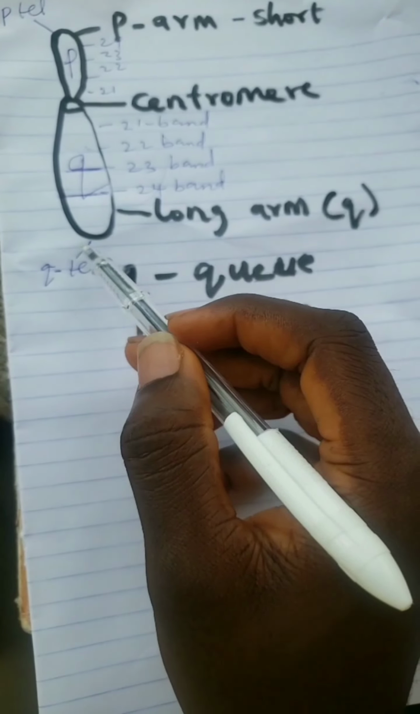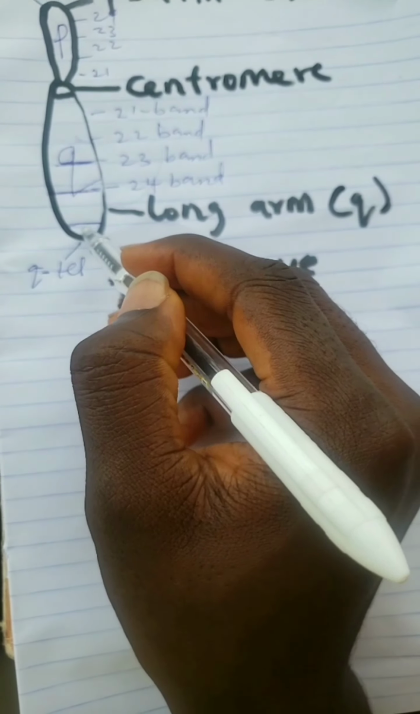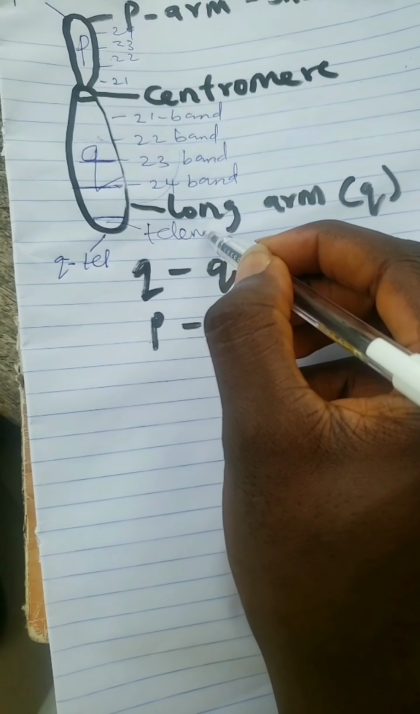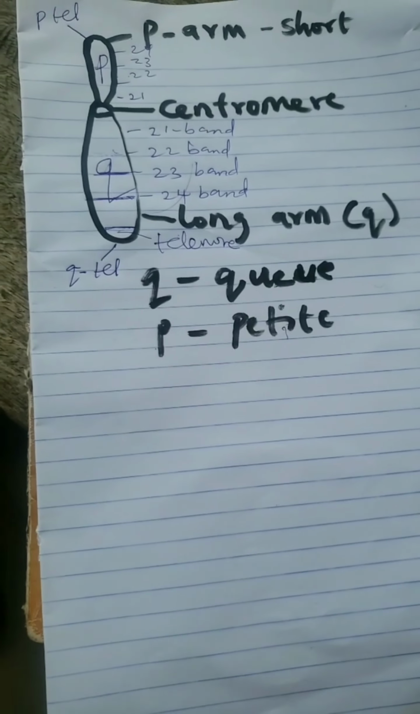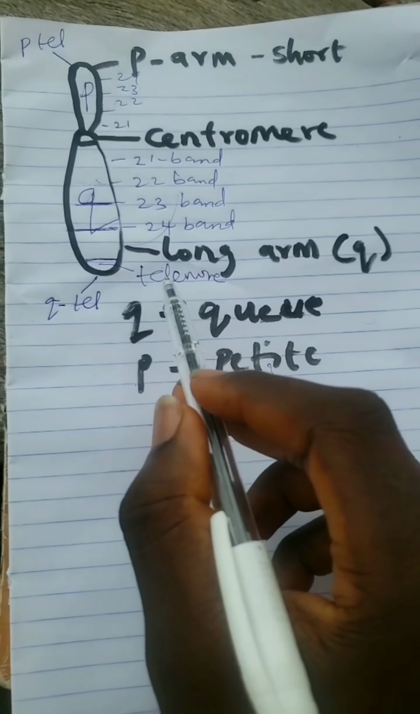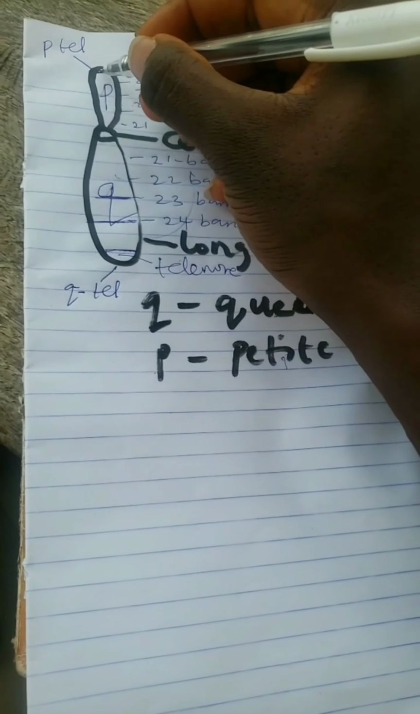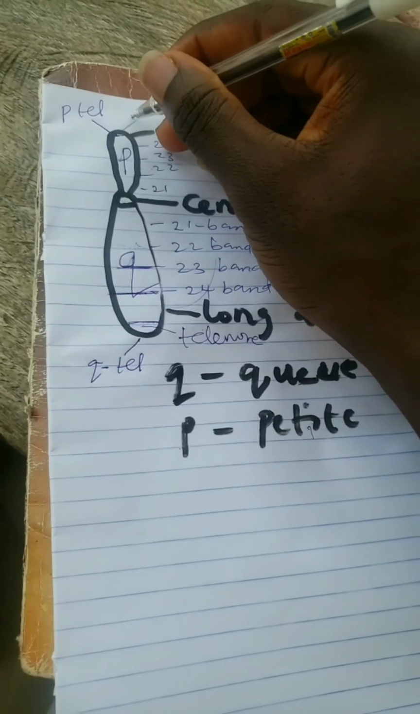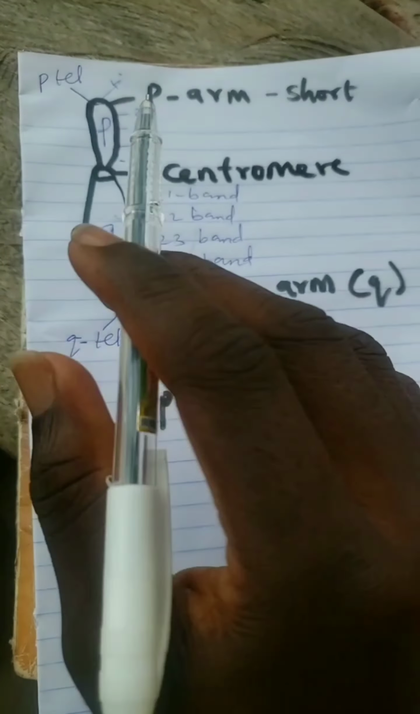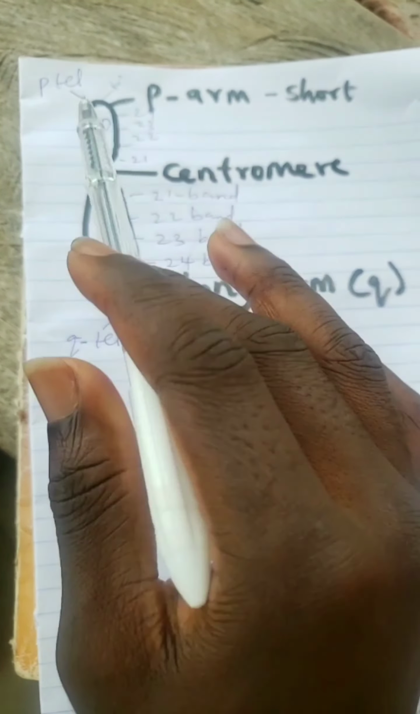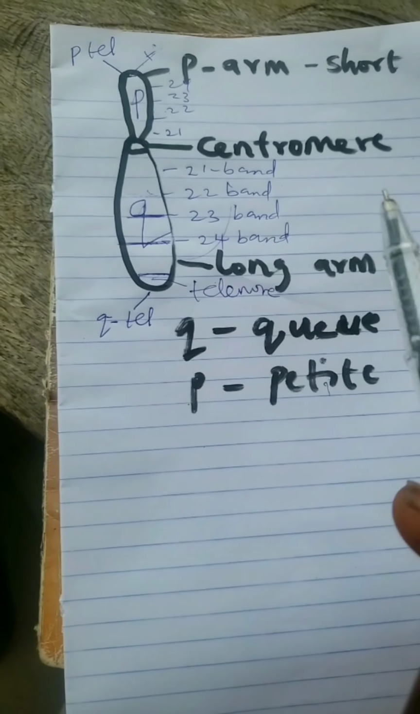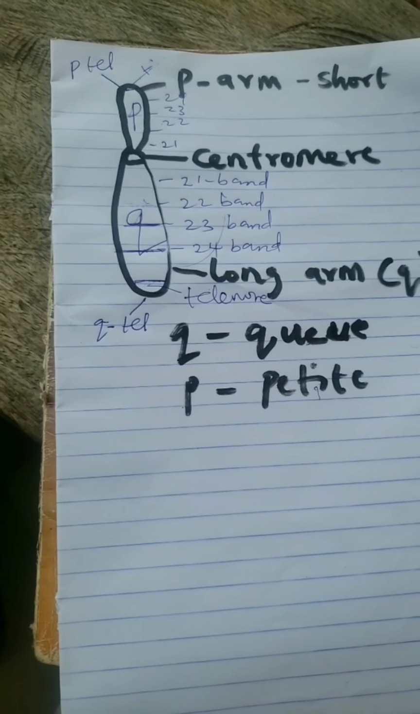Here we all know that here is the telomere. Go and watch my videos on the basic structure of chromosomes. So here is the telomere, and the same way, here is the telomere. This side is the telomere. Here we can call it the short arm telomere, that is p-tel, and here we can call it the q-tel. It actually means telomere as well.